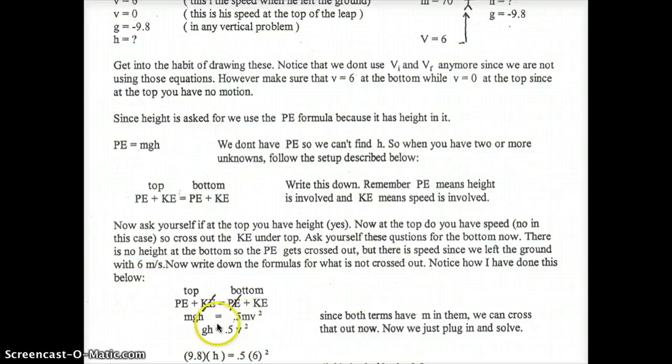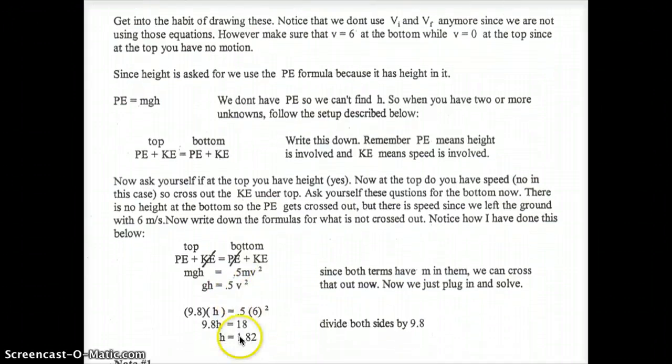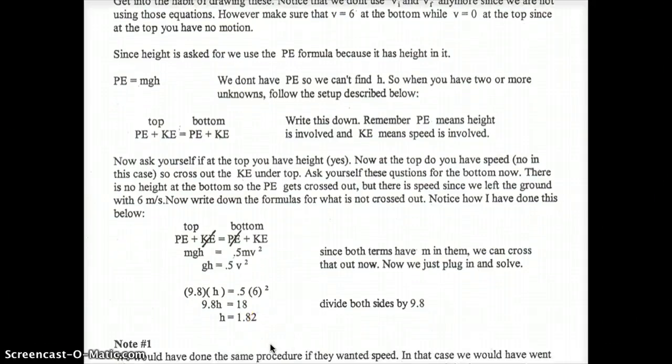Then we can see that the masses will cancel out. So we can cancel the masses, and we're left with gravitational acceleration times height equals half times velocity squared. All we have to do now is substitute in our values. We know that 9.8 is our gravitational acceleration. We do not know our height because that's what we're looking for. It's equal to 0.5 times our velocity, which was 6.6 meters per second squared, which is our speed or velocity. And then we just solve. We divide by 9.8 on both sides, and we get our height as 1.82. Remember your units, it's going to be meters.